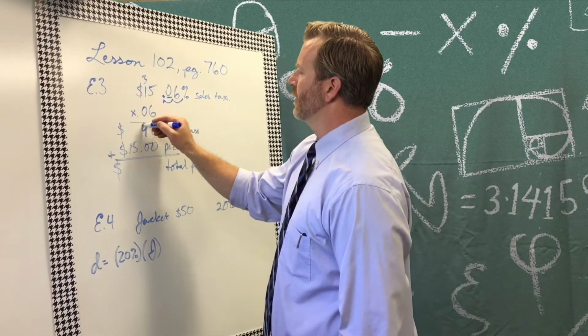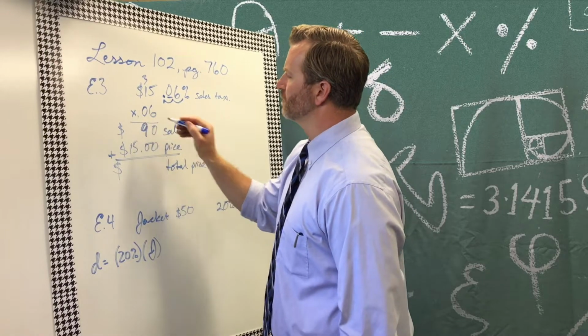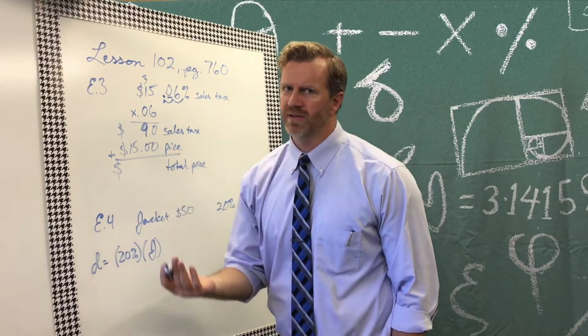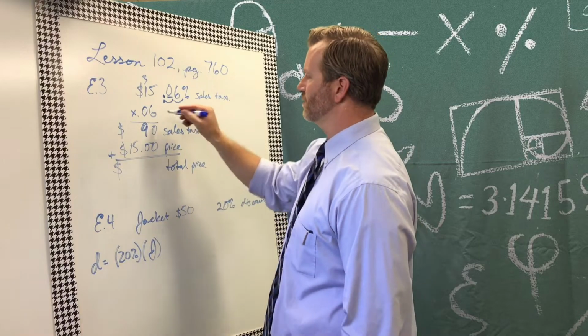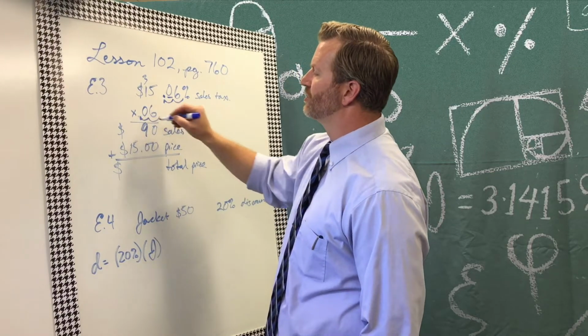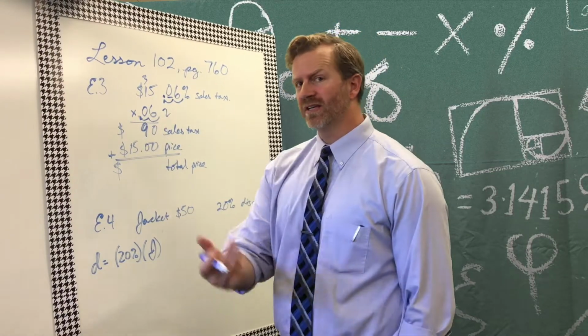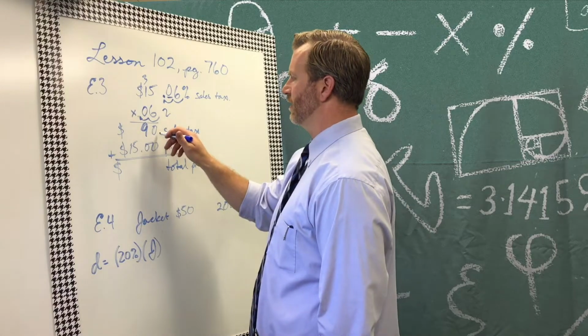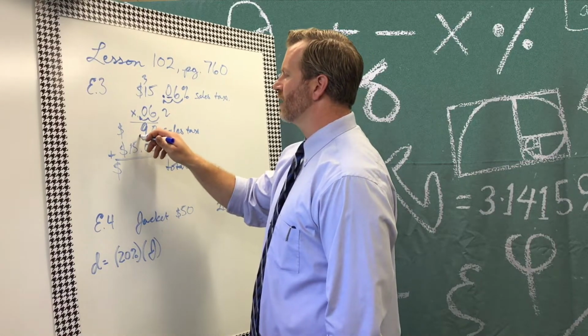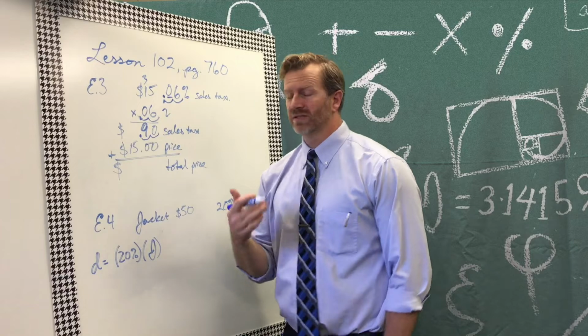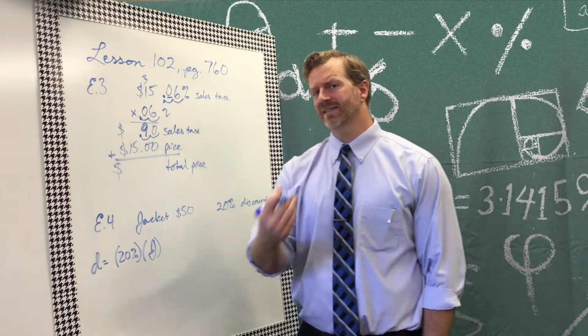Awesome. Now, if I multiply times 0, they're all going to be 0. So let's just count our decimal spaces. 1, 2, and let's put our decimal into our answer that we have down here. 1, 2, drop that decimal in there. Cool, so the sales tax is going to be 90 cents.